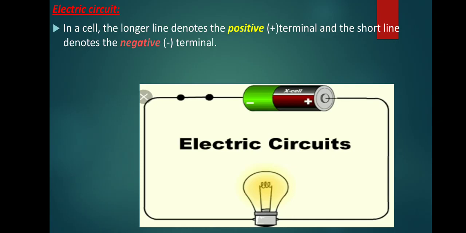If there is a gap in the circuit, the electrons cannot continue on. So the circuit is broken. This is called an open circuit.